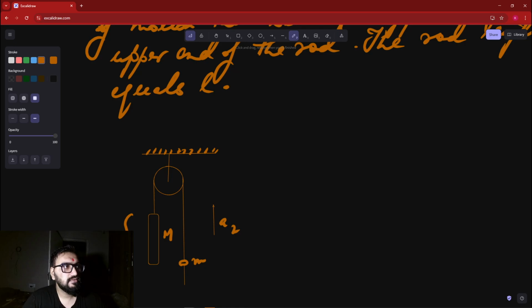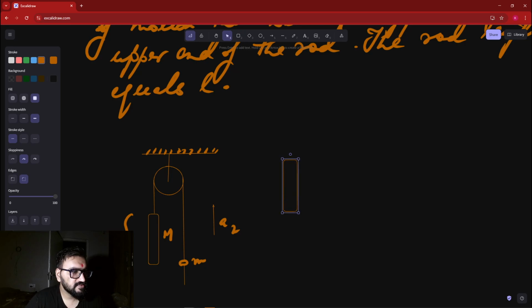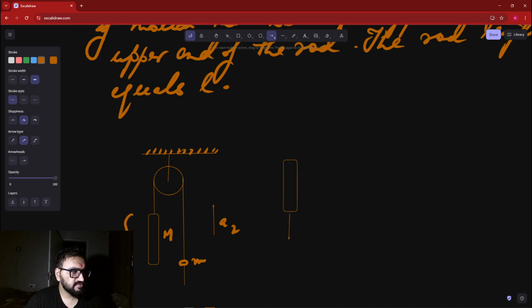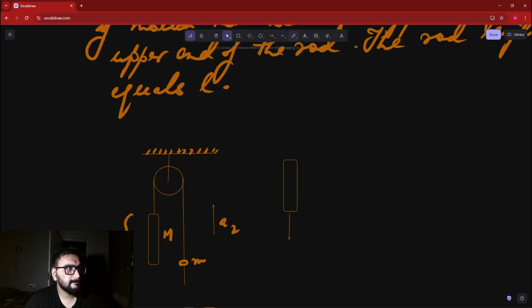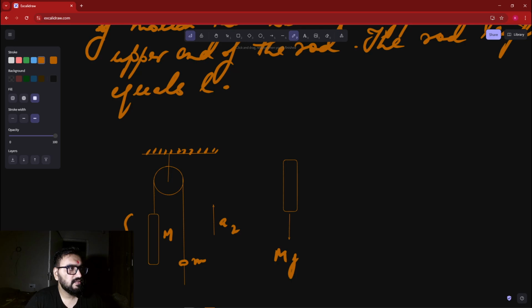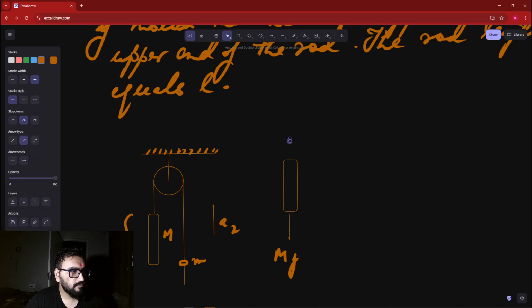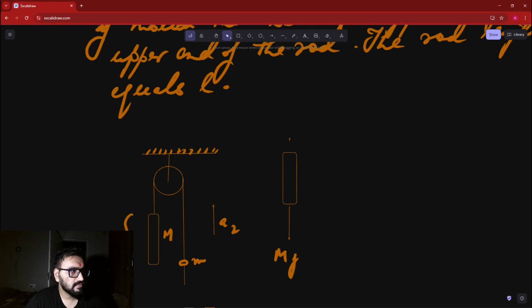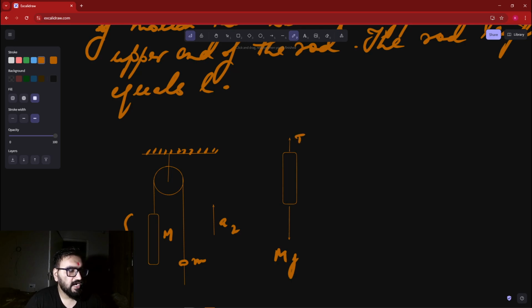Now let me draw FBD of both these bodies. So this is my capital M, and there is a force acting downwards, capital Mg. There is a force acting upwards, sorry, its value is T, and under the influence of these two forces this rod is moving downwards with an acceleration of a1. Okay, its length is L.